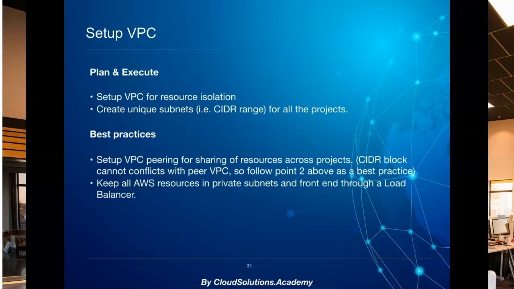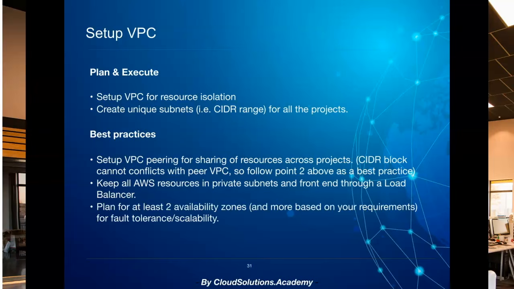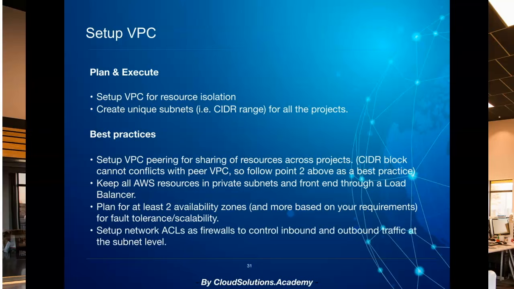Also as a best practice, keep all the AWS resources in the private subnet and front end it through a public load balancer or an API gateway based on your requirements. Now for resilience and scalability, plan to have 2 or more availability zones configured based on your application requirements, and you can also set up network access control lists to control traffic at the subnet level.